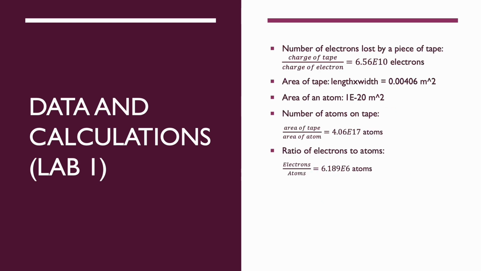Furthermore, we were able to calculate the number of electrons lost by a piece of tape by dividing the charge of the tape we just found by the charge of an electron, which is 1.6 times 10 to the negative 19 coulombs, and we got 6.56 times 10 to the 10 electrons. We also found the area of a tape and the area of an atom, so the number of atoms on the tape was the area of the tape divided by the area of an atom, and we got the ratio of electrons to atoms by just dividing the 2.